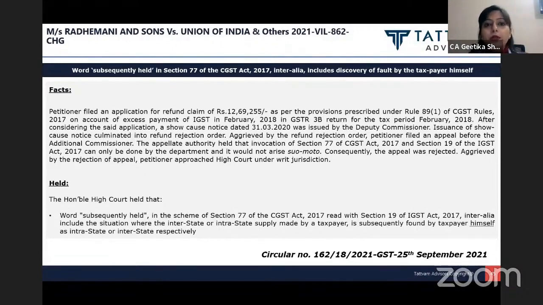But in case you're not able to do it, then this is a circular and this is the judgment which can help you to claim the refund of these taxes, even if it has not been identified by the department. So it's a very welcome judgment for all the taxpayers who have been struggling in the refunds.